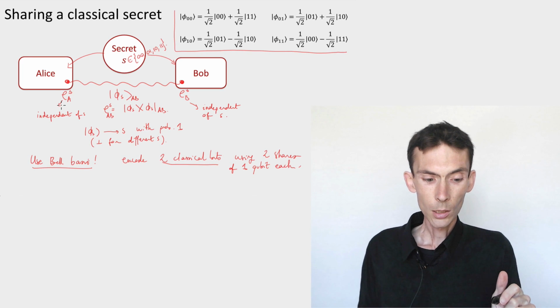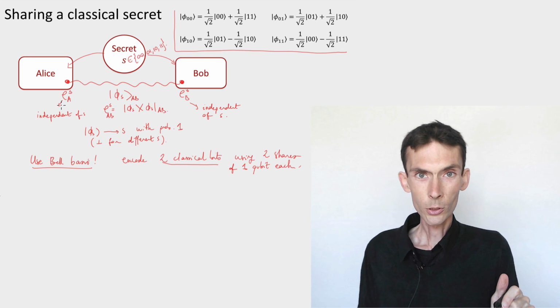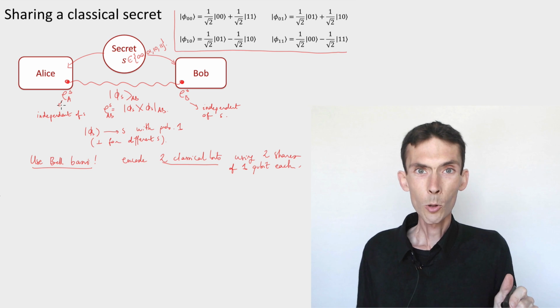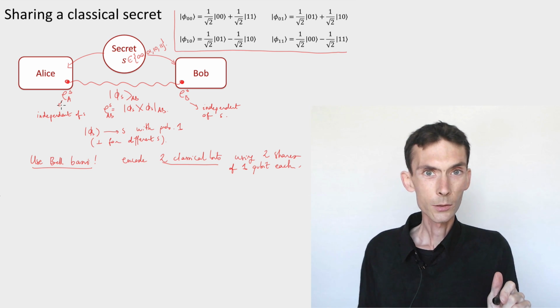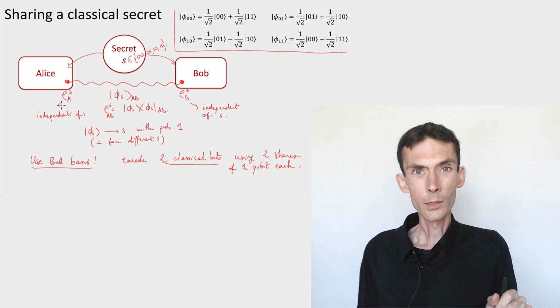Now, we've seen how to encode classical secrets in quantum states. How about encoding quantum secrets in quantum states? I'll let you think a little bit about this, and we'll see one way to do it in the next module.